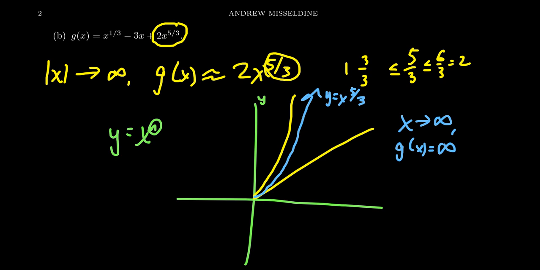You'll notice that this is a positive 2 in front, so it does stretch it by a factor of 2, but a positive stretch doesn't affect the end behavior. It's only a negative reflection that we really care about in terms of end behavior there. Well, what happens on the left-hand side? Well, this is where it gets a little bit more subtle. The fraction does make a big difference in that regard.